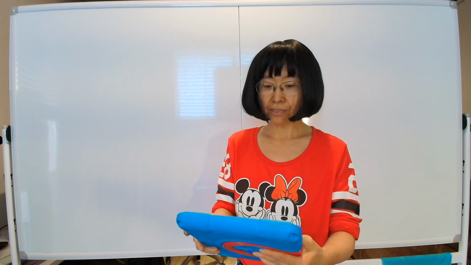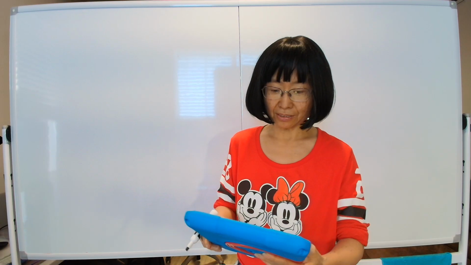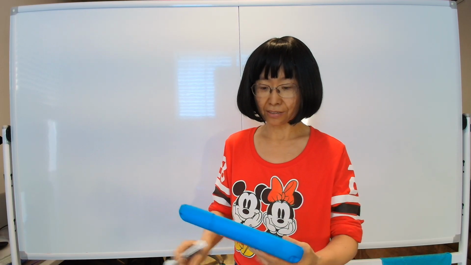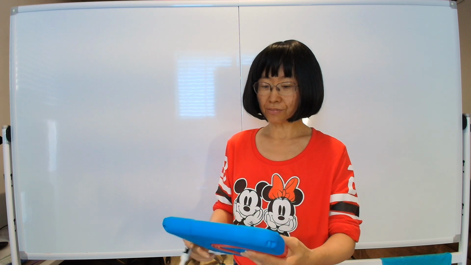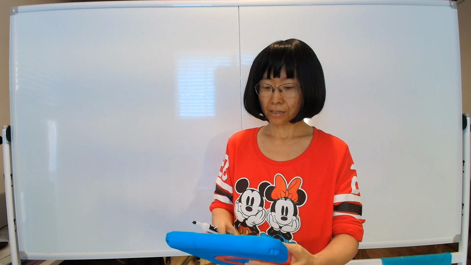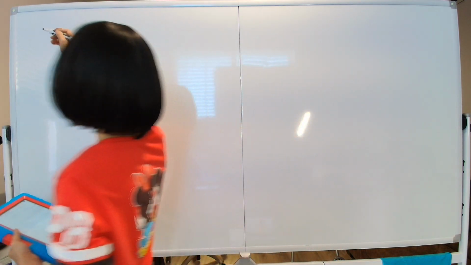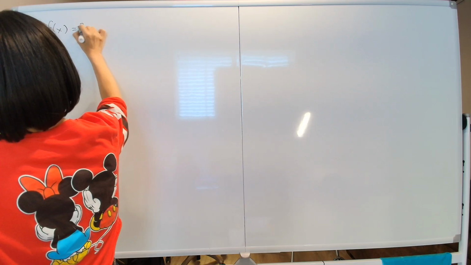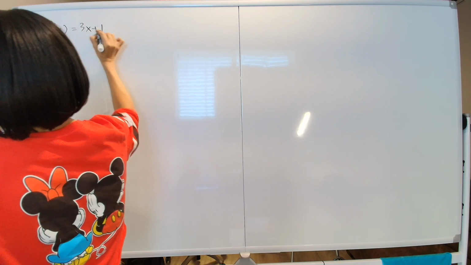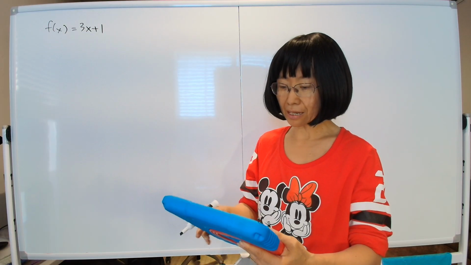So first, let's remember the most basic of functions, the linear function and its slope, right? A linear function is something that is like a line. Such as, for example, f of x equal to 3x plus 1, a very simple function. So you have a function like that, and that's a line.